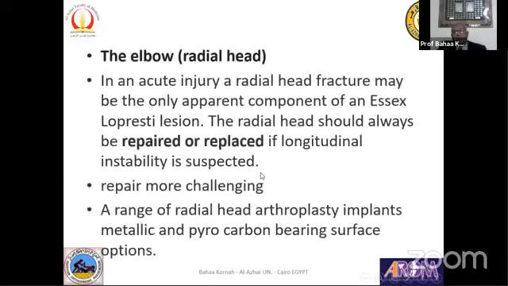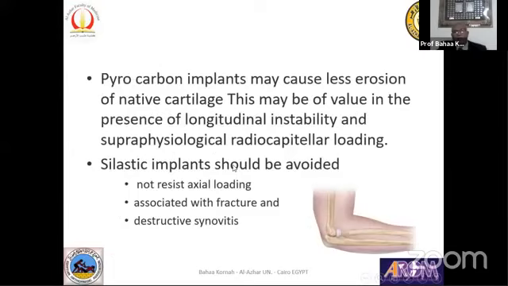For the elbow, the radial head is very important. In an acute injury, the radial head fracture may be only apparent as a component of an Essex-Lopresti lesion. The radial head should always be repaired or replaced if longitudinal instability is suspected. Repair is more challenging. A range of radial head arthroplasty implants, with metallic and pyrocarbon bearing surface options, are available. The pyrocarbon implant may be used, causing less erosion of the native cartilage.